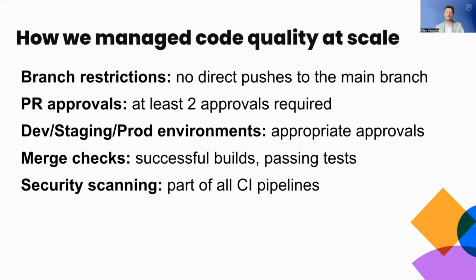We protected main branches from direct pushes. Every change had to come through a pull request, no exceptions. Only designated release managers could merge to production branches. The simple rule prevented accidental pushes to production and kept our main branches stable.